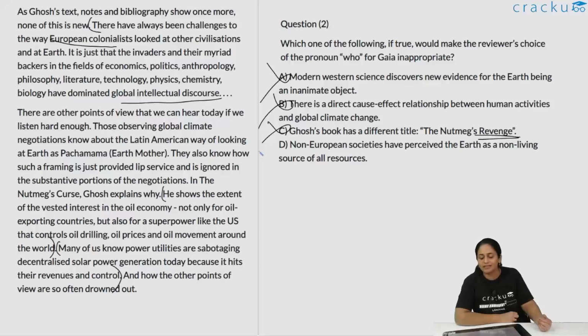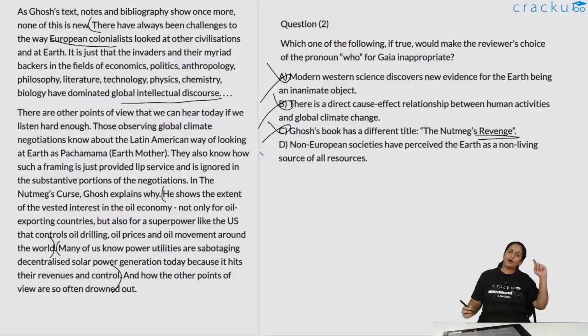Non-European societies have perceived the Earth as a non-living source of all resources. Now, if even non-European sources actually looked at it as an inanimate object, not as Earth Mother or as a person, but as an inanimate object, then the author's point is rubbish, right? Because everybody looked at it as an inanimate object, the Europeans as well as the non-Europeans. Then why are you calling it who?